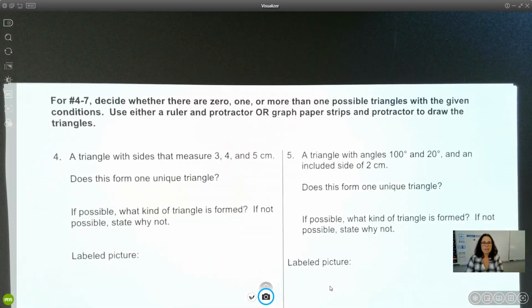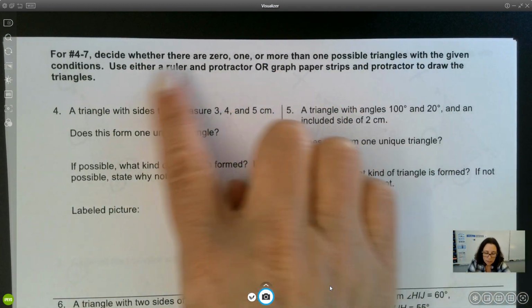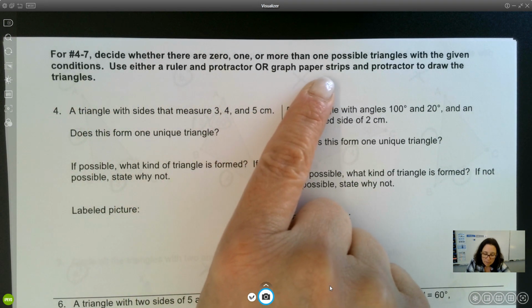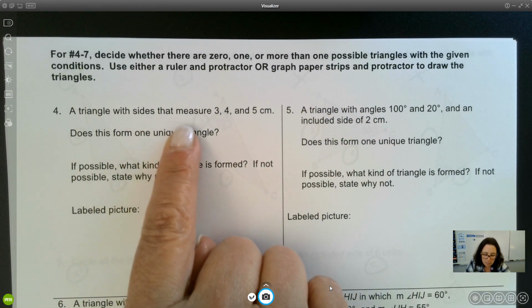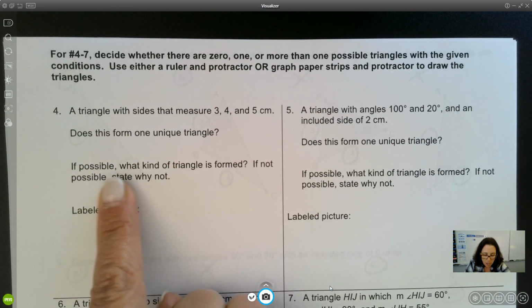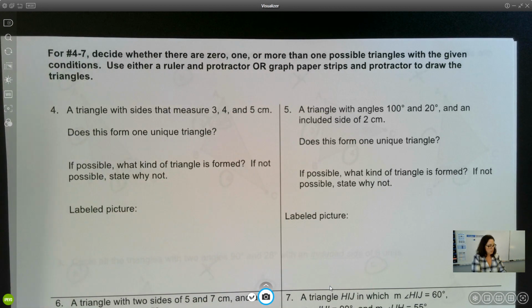All right, so decide whether there are none, one, or more than one possible triangles with the given conditions. Use either a ruler and a protractor or graph paper strips and protractor to draw the triangles. Okay, a triangle with sides that measure 3, 4, and 5 centimeters, does this form one unique triangle? If possible, what kind of triangle is formed? If not possible, state why not. Labeled picture. All right, let me get my pens and my protractor and ruler. Where's my protractor? Oh, here it is.